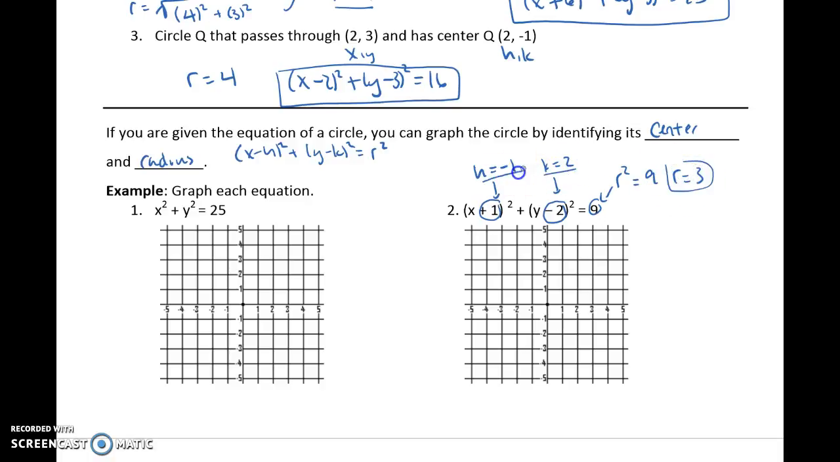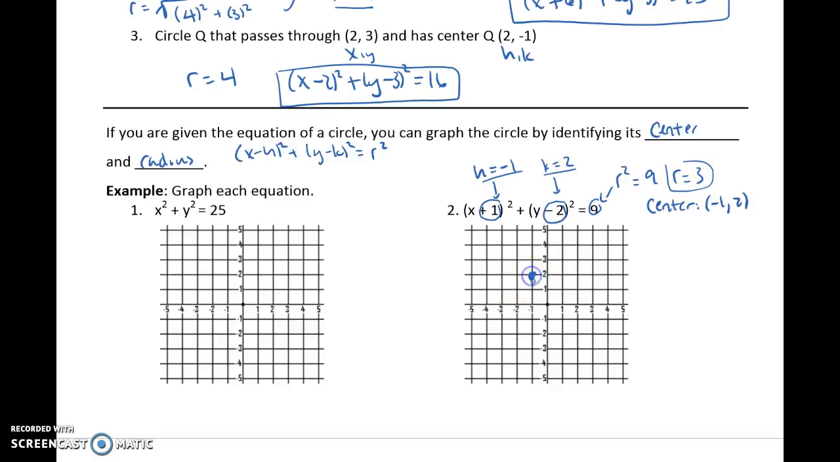So we're going to use these 3 pieces of information to graph your circle. Okay? So start by plotting the center. The center is at negative 1, positive 2, right? So again, just to be clear, the center is h comma k, negative 1, 2, or the opposite numbers of what you see in the parentheses. So I'm going to go to negative 1, positive 2. There's my center. The radius is 3.